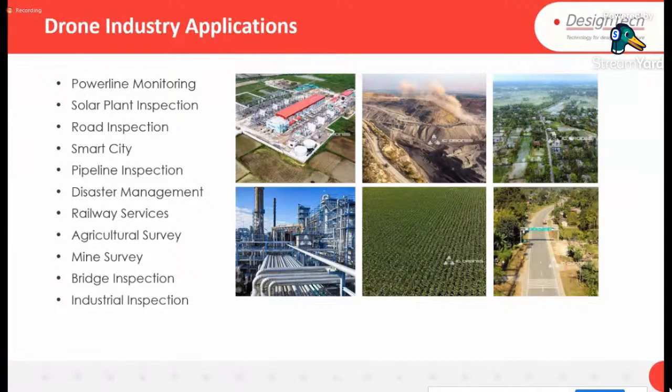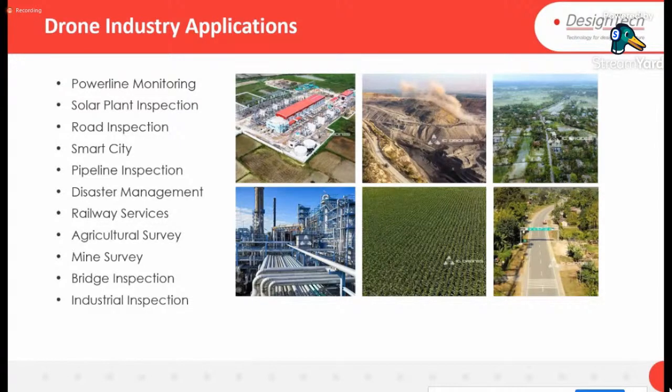Disaster management, where a human being cannot reach, a drone can reach over there and you can do remote surveillance of the disaster area. Railway services use this, especially when they want to monitor the tracks and ensure that the tracks are not cracked or the track has not been removed by somebody. This is to ensure that there is no eventuality taking place in terms of an accident.